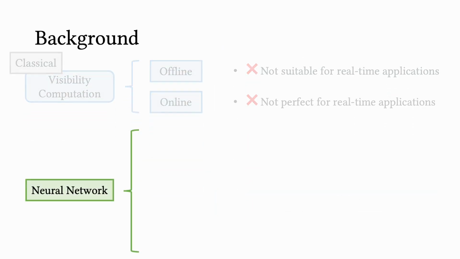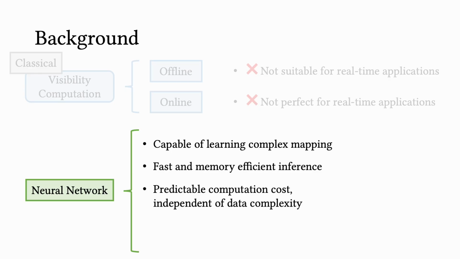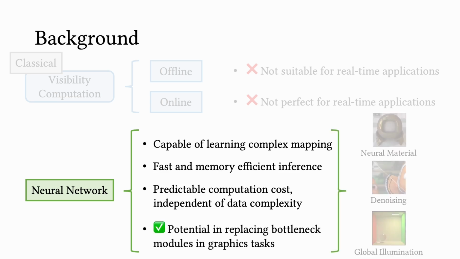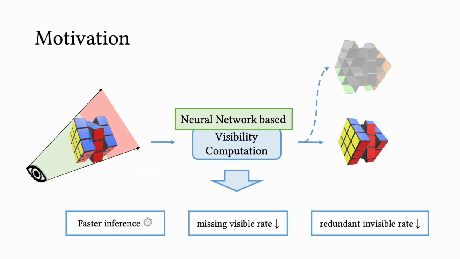With the ability to learn and model complex mappings, deep learning is increasingly gaining recognition as a new approach to overcome bottlenecks in computer graphics because of its predictable computational cost and speed. Nowadays, neural networks are widely applied in various fields of computer graphics, like neural material, denoising, and global illumination. It is natural to consider the possibility of using a neural network in visibility computation. However, to the best of our knowledge, no existing work addressed this. In this work, we focus on achieving better performance and accuracy with neural network-based visibility computation.